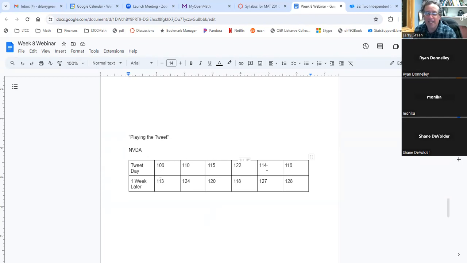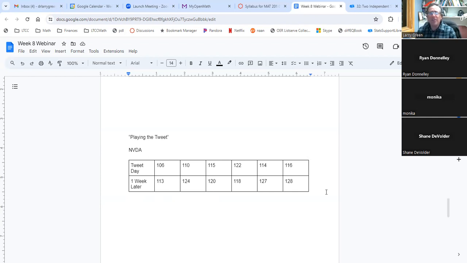And here's the data I collected. There was tweet day and 1 week later. And you'll notice on tweet day, it went down to 106. A week later, it was at 113. The next time, it was 110, 124, 115, 120, 122, 118, 114, 127, 116, 128. Okay. Over the long run, it didn't just go up. It went up a week after the tweet day, but then it went back down.